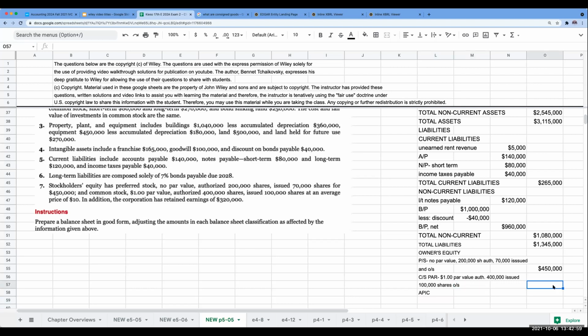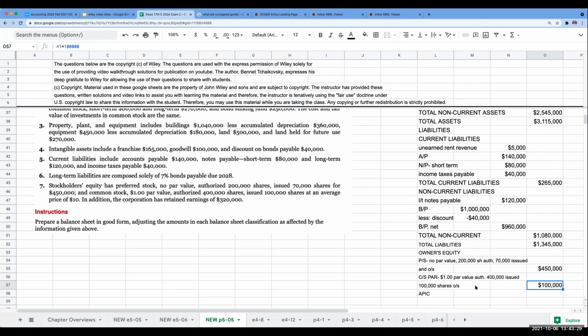When we assign par value, the authorized just tells us how many we can actually issue. What we're concerned with is what is our issued and what is our outstanding. Here, the dollar par value is going to be $1 times 100,000, so my amount that is going to par is $100,000.